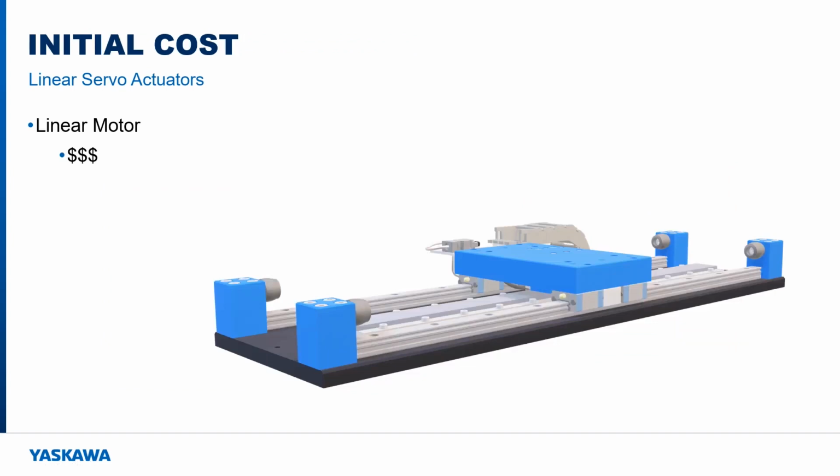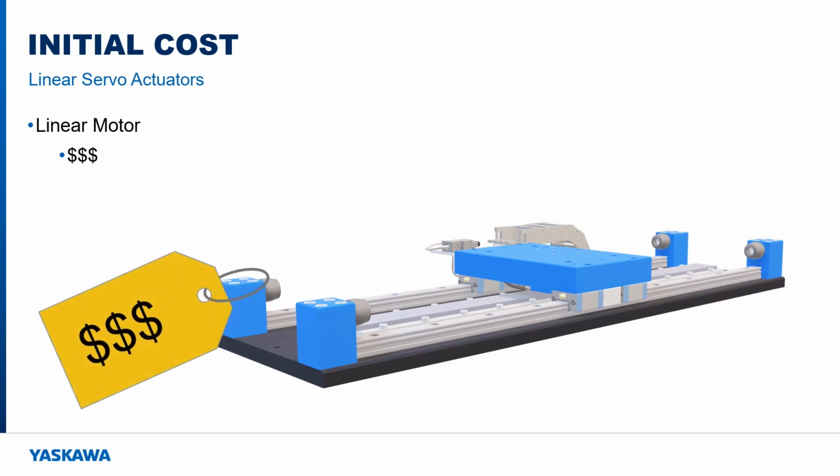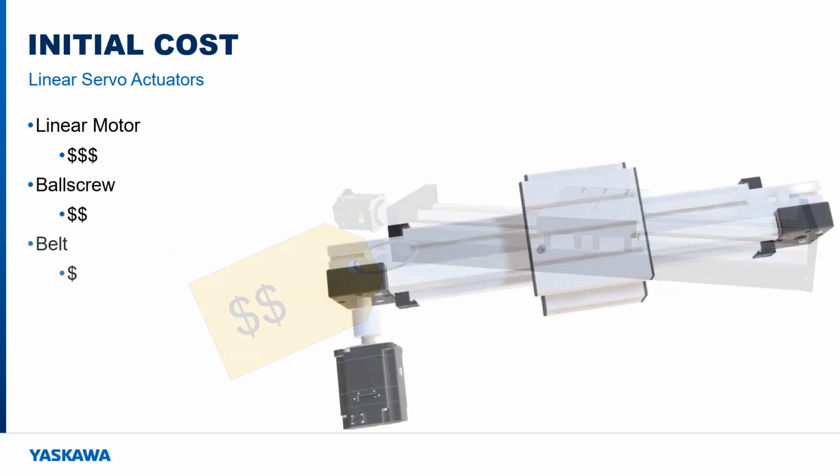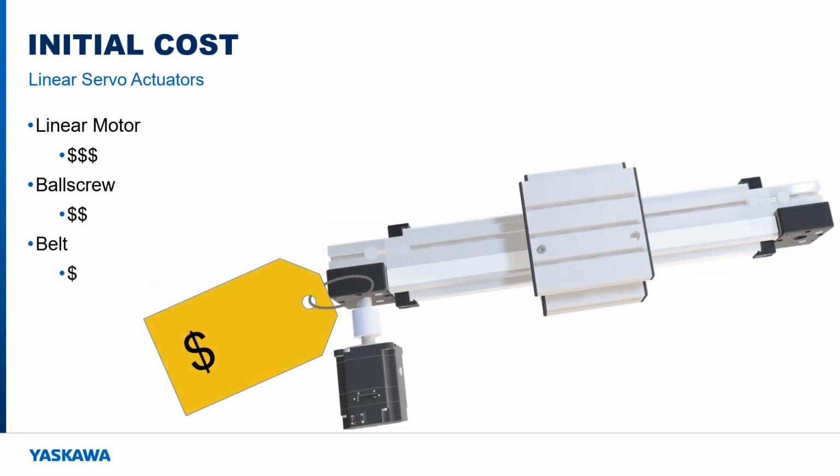Let's start with the bottom line, initial cost. As we'll see, the linear motor generally has the highest overall performance. It goes to reason, therefore, that the initial cost is also generally higher than other technologies. Ball screws are significantly less expensive than linear motors, but they are more expensive than belt actuators, which tend toward the low end of the cost spectrum.